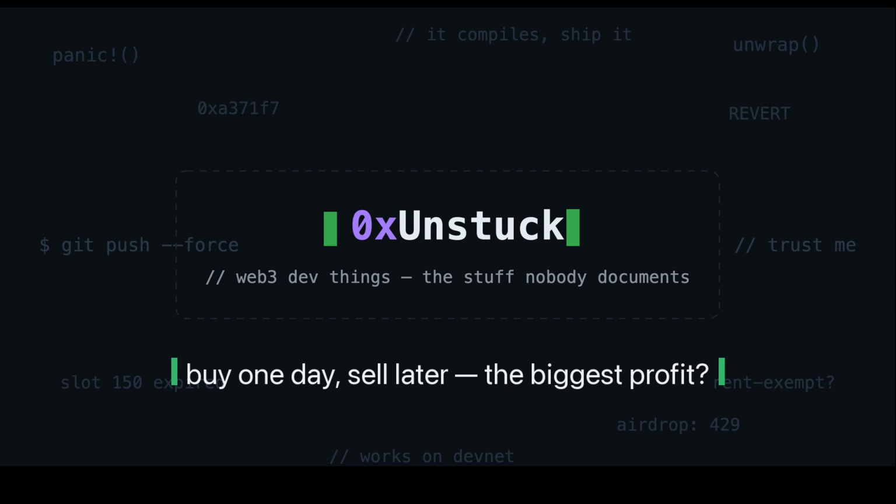Today it's a real classic, best time to buy and sell stock, LeetCode 121. You're given the daily prices of a stock and you may buy on one day and sell on a later day. The goal is the biggest possible profit from a single trade. The obvious answer checks every pair of days, which is quadratic, order n squared, but there is a much cleaner way, a single left to right pass, order n. Let's build it in Rust and run it.